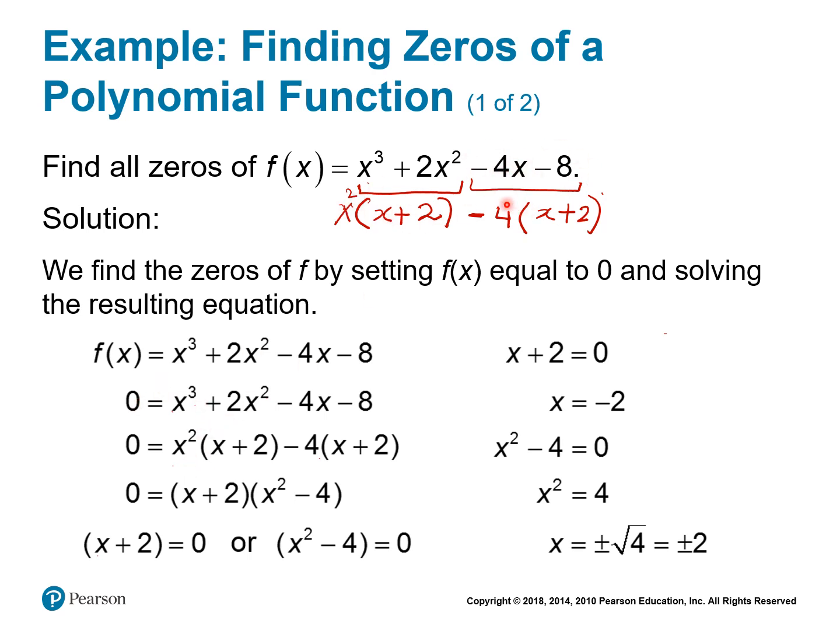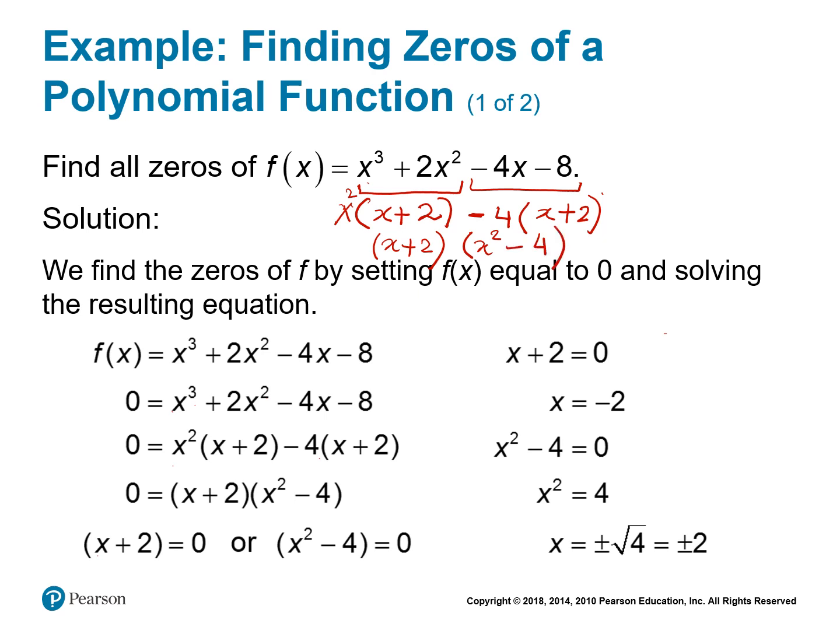So now that we have factored these groups individually, we see we have a common factor x plus 2 and x plus 2. So make that one common factor, x plus 2. And the other factor is formed from what we factored out. The other factor is x squared minus 4. All right, so let's write that. That's the other factor, x squared minus 4.